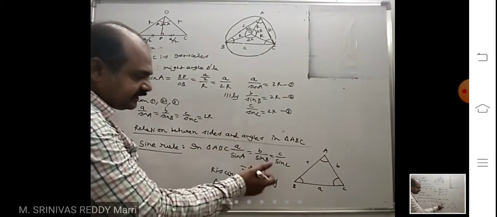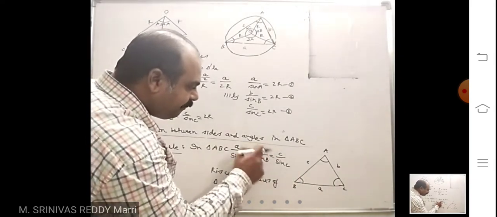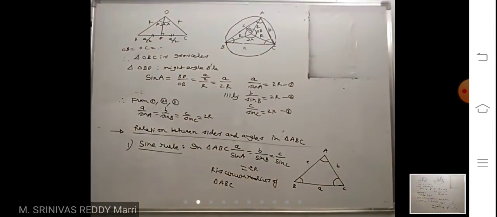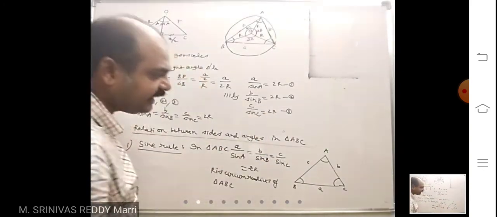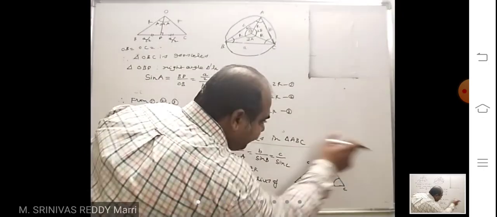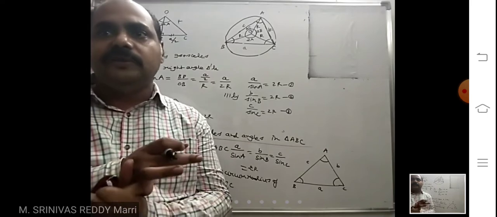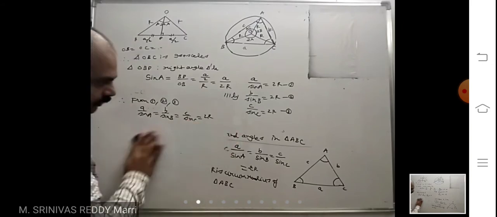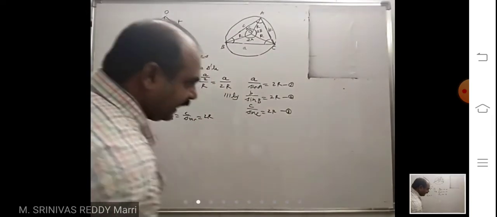Right? If this relation is written and any unknown is there, suppose you want to find the length b and the others are known, then you can find small b. Suppose you want angle C and the remaining are known, then you can calculate angle C. That means if some elements are given, you can calculate the remaining elements by using this sine rule. Look at how to apply the rule.